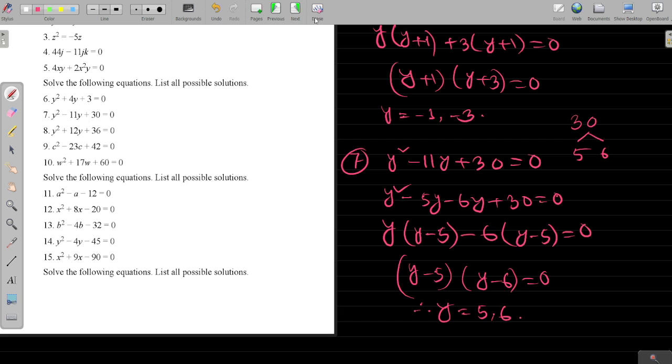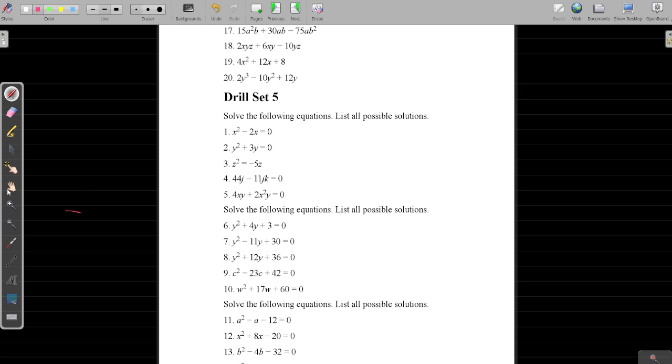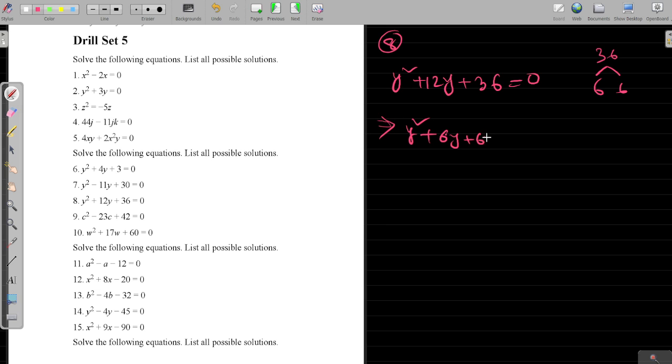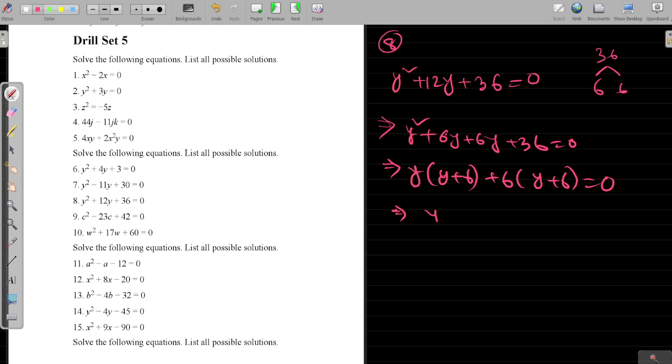Now I'm going to solve equation number 8. y squared plus 12y plus 36 equals 0. Here you will find y squared, and for the middle term, 36 means 6 multiplied by 6, and 6 plus 6 means 12. So 6y plus 6y plus 36 equals 0. Then if you take y common, then y plus 6 and 6 times y plus 6 equals 0. So y plus 6 is common and y plus 6 equals 0. So our value will be y equals minus 6.